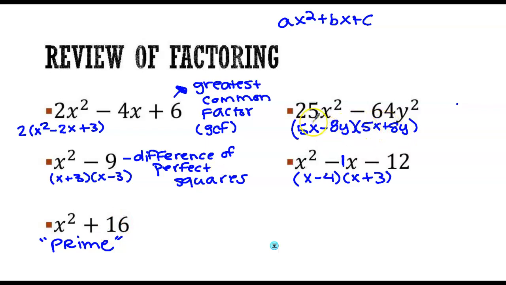Again, here, difference of perfect squares. The square root of 25 is 5, the square root of x squared is x, the square root of 64 is 8, the square root of y squared is y. One with the plus, one with the minus. And then on this final one, I said what two numbers add up to -1 but multiply to give me -12, and I got -4 and 3.